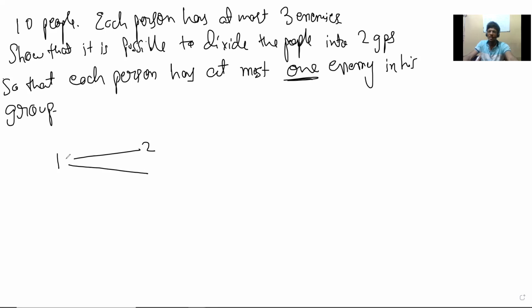Yes, I think that's fine. If 1 has enemies 2, 3, and 4, so 1 is an enemy of 2, 1 is an enemy of 3, and 1 is an enemy of 4. Yeah, so enmity goes both ways. It's a symmetric relation. Yes, certainly.